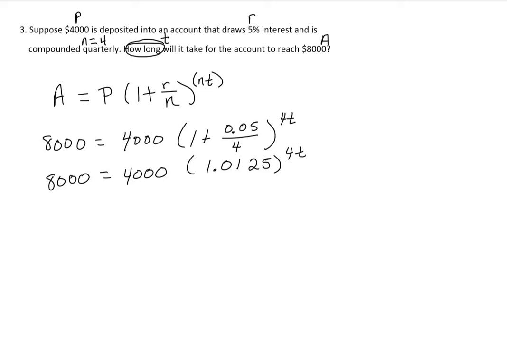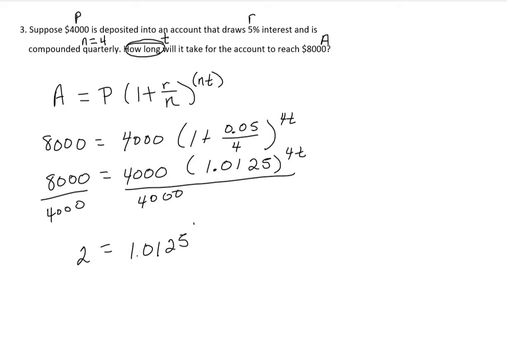Now I stop and look at what I have here. I've got my variable in the exponent, so now I'm going to be using logarithms to get that variable out of the exponent. But the first thing I can do, though, is get rid of that 4,000. So I'm going to divide both sides of my equation by 4,000. So I have 2 equals 1.0125 to the 4t power.